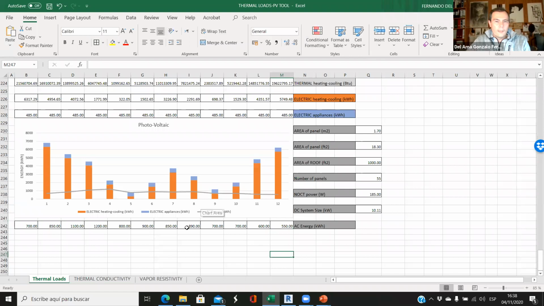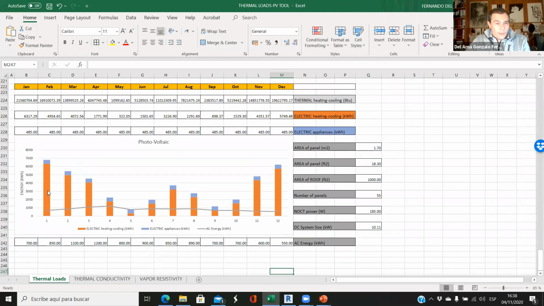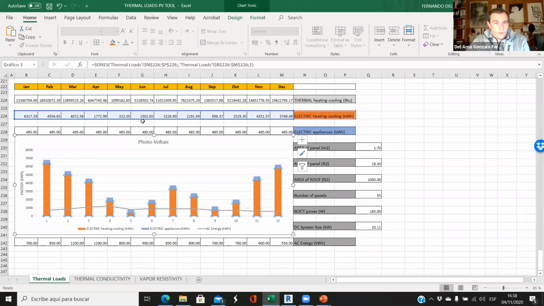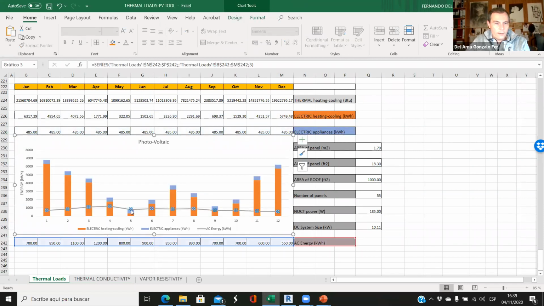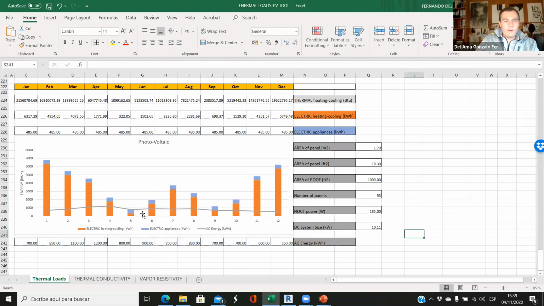Okay. We have this gray line. Excel is great because if you click here, you see what row we are analyzing. So this is the electric cooling loads. So these orange values are these. If we click on the blue ones, we know that we are with the electric appliances. And if you click on this gray line, we're analyzing this row. Okay. So here we can see how far we are from the zero energy building.